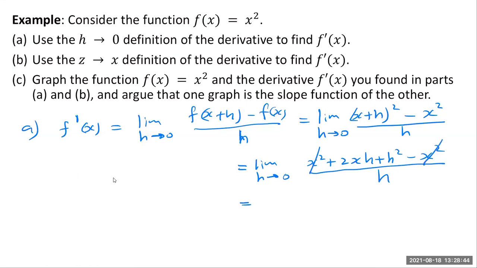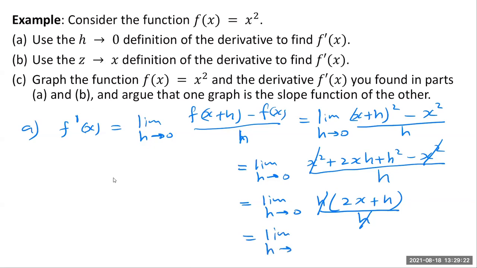The top, you have limit as h goes to 0, 2xh plus h squared. I'm going to pull out an h, then you get h times 2x plus h. I'm pulling out an h, then you get h times (2x plus h) divided by h. Now, as you can see, you have a cancellation. h and h will be cancelled. If I cancel those, then here is the limit I get.